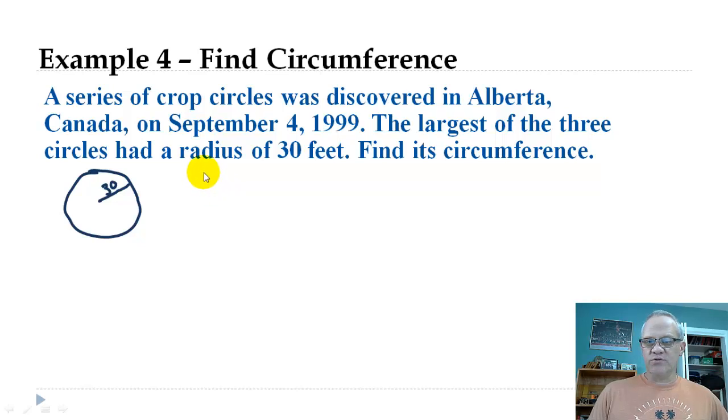Okay, so find its circumference. Do you remember what the formula is? Circumference equals pi times diameter. All right, well, what do we know? We know the radius. So if we wanted to, we could use the other formula here. It might be easier just to memorize one or the other and then just adjust it. But if you know that the radius is 30, what's the diameter going to be? 60. It's going to be double, right? So we could just say the circumference equals pi times 60.